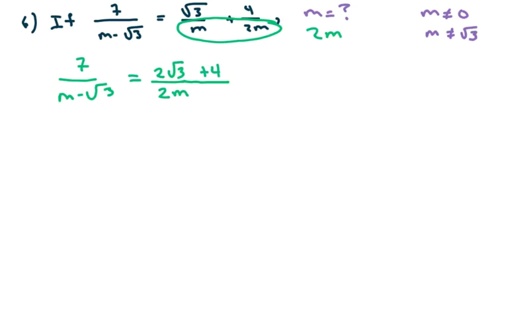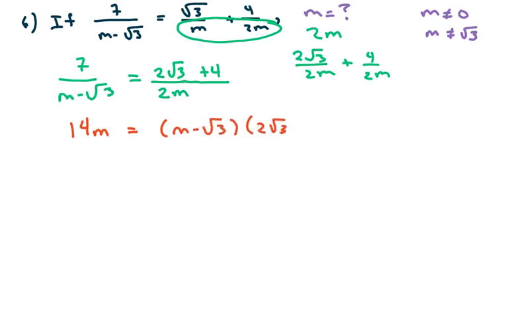So basically, this would be 2 square root of 3 over 2m plus 4 over 2m, and I just put it together. Now what I'm going to do is go ahead and cross multiply. So you cross multiply, you get 14m equals m minus square root of 3 times 2 square root of 3 plus 4.